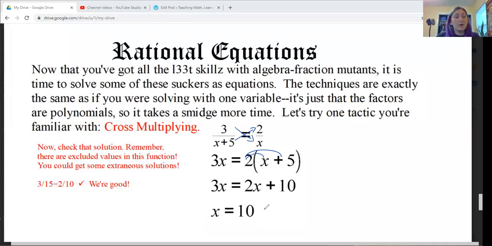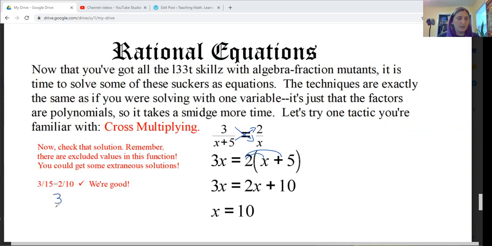x equals 10. Now, because you do have stuff in the denominator, you need to check to make sure you don't have extraneous solutions, okay? There are excluded values, so you have to make sure that you don't accidentally hit on one of those excluded values. X being 10, if you plug it back in, doesn't look like it's one of those, right? 2 over 10, 3 over 15, I think we're good. If you plug in 10, that's what this 3 over 15 is.